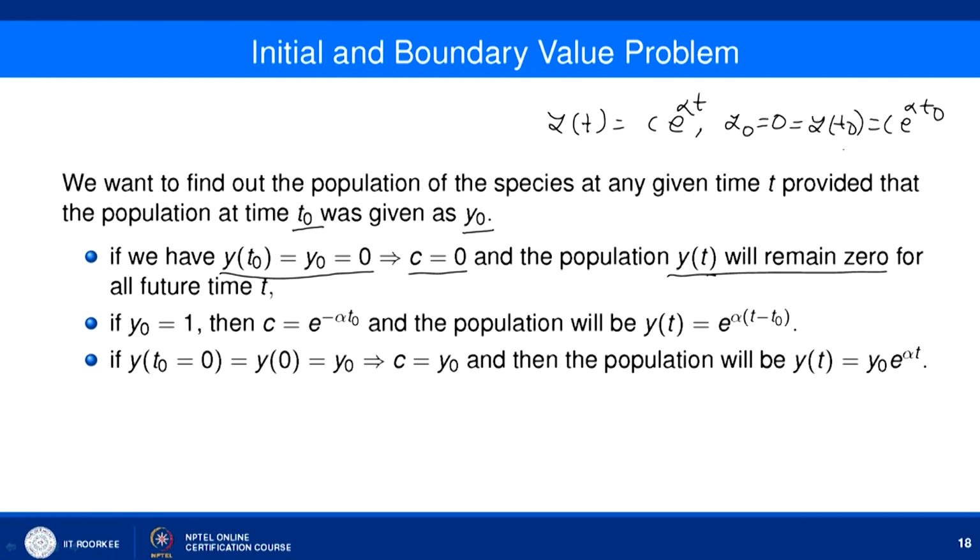Now, 0 is equal to c e to power alpha t naught. Now, e to power alpha t naught is never 0. So, c has to be 0. If c is equal to 0, then the solution is nothing but the zero solution. So, in this case, when the condition given at t naught comes out to be 0, the population will remain 0 for all future time t. Now, if we consider the initial population as 1, we have y naught equal to 1, then we can check that c comes out to be e to power minus alpha t naught, and the population will be given as e to power alpha times t minus t naught.